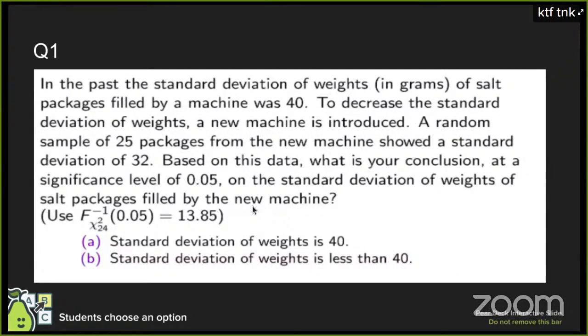So there are two options to solve this. One is standard deviation of weights is 40, and the other is standard deviation of weights is less than 40. So that means it's a test. Which test are you going to use? It's a chi-square test. Try to find the answer: option A is correct or option B is correct.